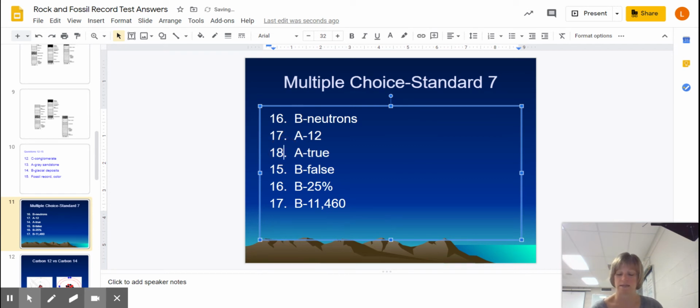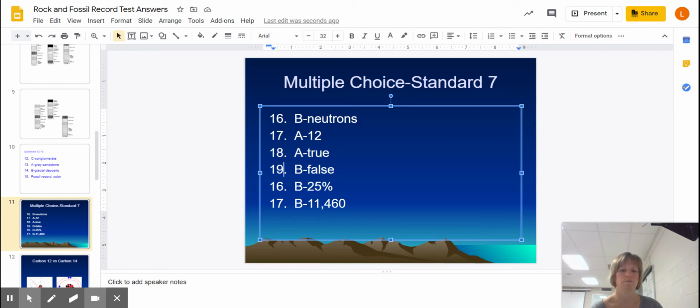Question number 18 is true. Carbon dating is a way to find the absolute age. Remembering this, absolute is exact. Number 19, a fossil will always have some carbon-14 in it. That is false. Eventually, think of it this way, all the red chips will be turned to yellow.